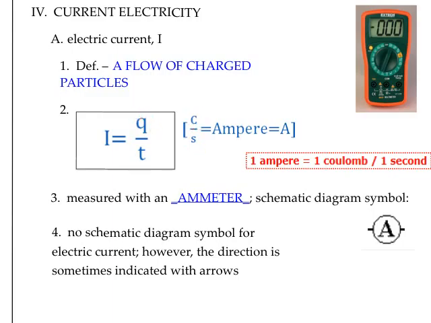A coulomb per second is given the nickname of an ampere or an amp, and it's abbreviated with a capital A. Now we are going to use a device like this in class, and that's going to be called an ammeter, and that's how we're going to measure our current.